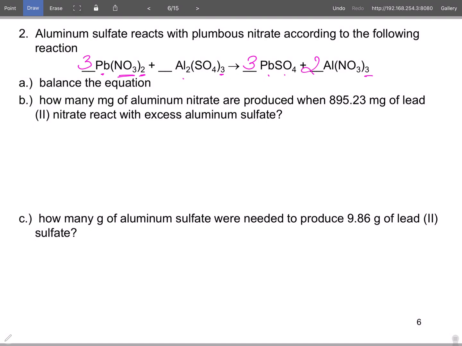Okay. So how many milligrams of aluminum nitrate are produced when 895.23 milligrams of lead nitrate react with excess aluminum sulfate? Wow. Okay. Notice again we're using milligrams. Now at this point in time, you can either show me the work by doing 895.23 milligrams, and 1,000 milligrams is equal to 1 gram, or you can just go ahead and do it in your head, whatever makes you happy. We're actually going to need milligrams of aluminum nitrate when we get it out, but we still have to convert to moles. So I'm going to go ahead and do the math in my head: 0.89523 grams of lead 2 nitrate.